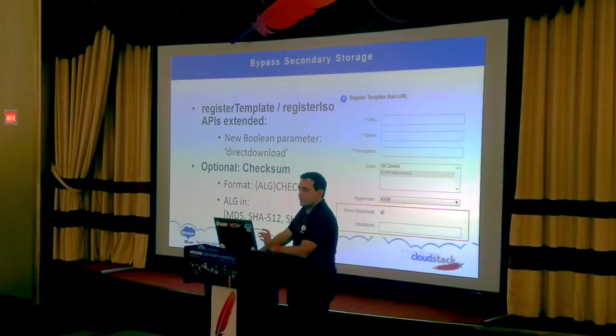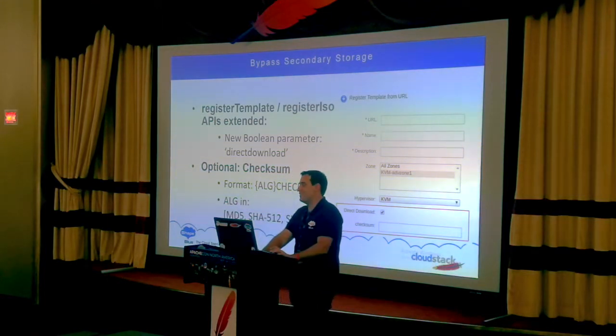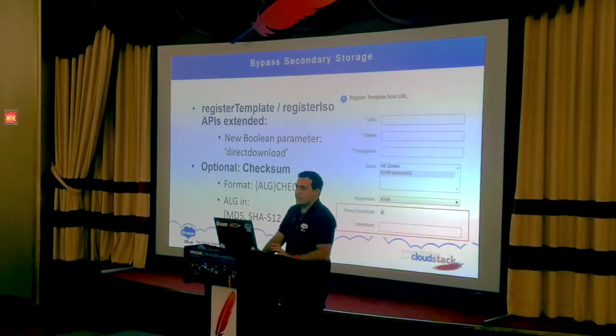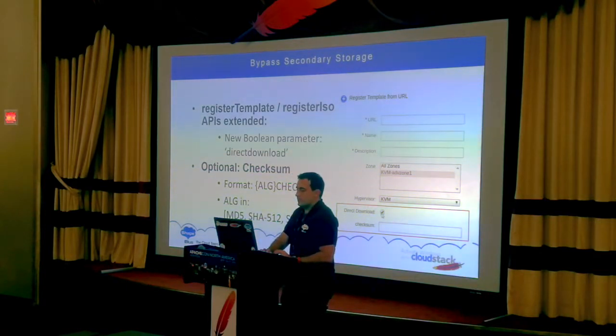The difference from the usual approach is that the register template and register ISO APIs were extended. They now accept a new Boolean parameter, which is direct download. You can see it in the UI, represented with a new checkbox only when the KVM hypervisor is selected. When that checkbox is clicked, we are also displaying the checksum.